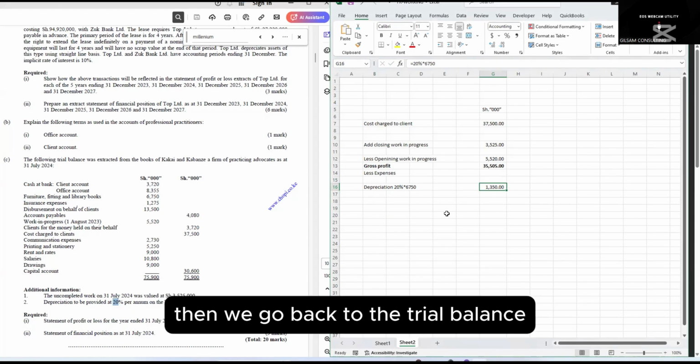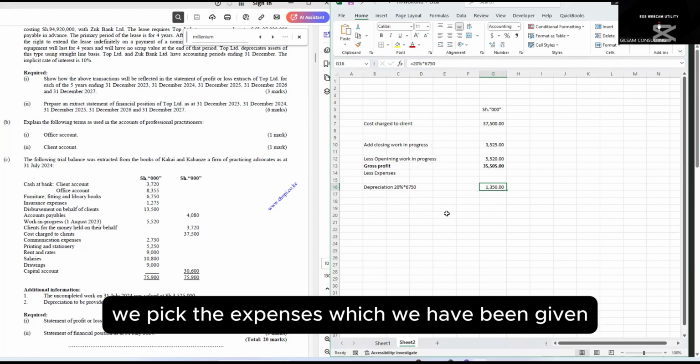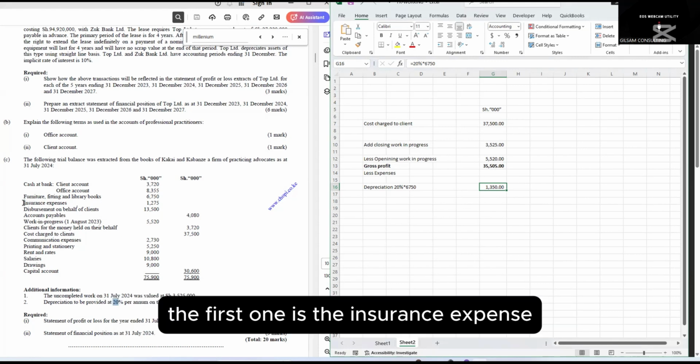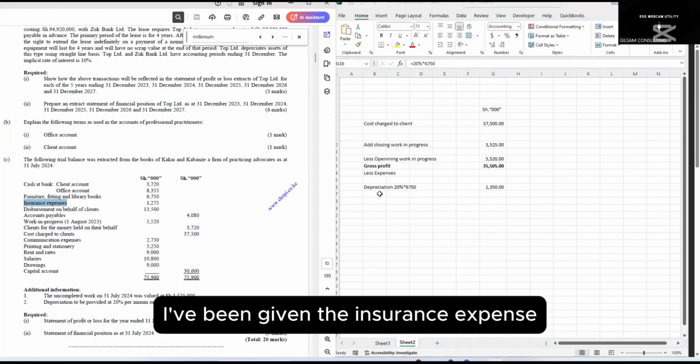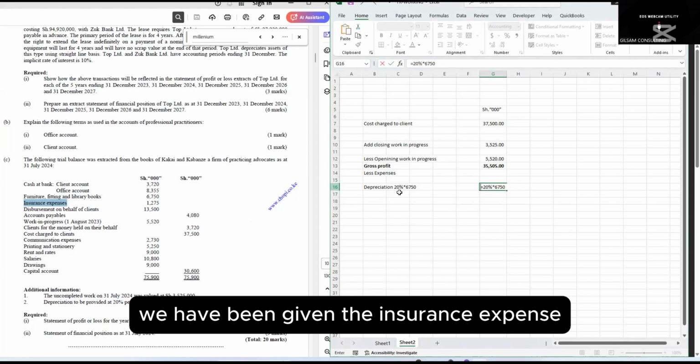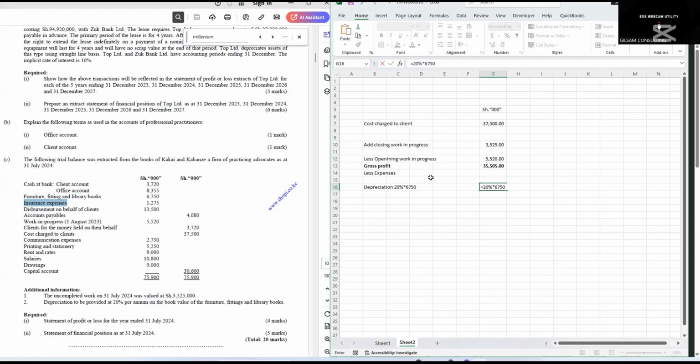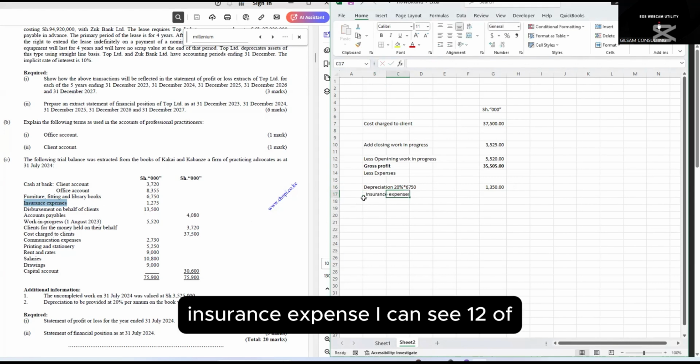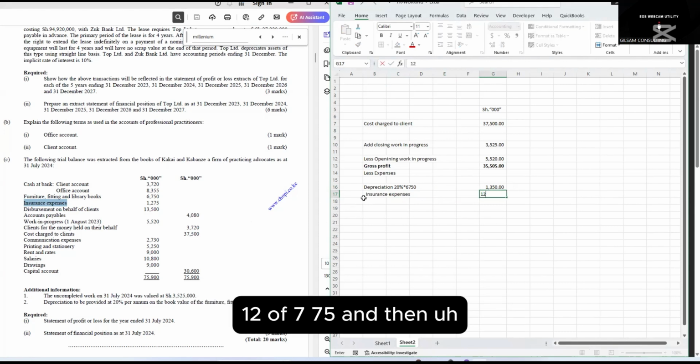Then we go back to the trial balance. We pick the expenses which we have been given. The first one is the insurance expense. We have been given the insurance expense. Insurance expense, I can see 12,775.